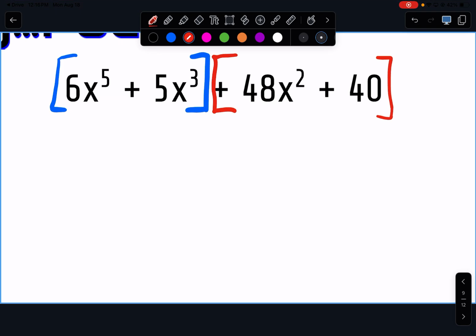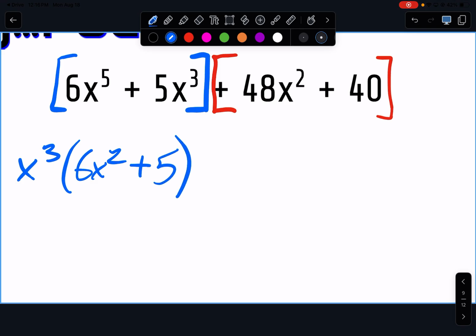All right, on the blue side, the left side, are there any GCFs? What can I factor out there? He said, what can I factor out of those two? X to the third, nice. X to the third. So this is going to be 6x squared plus what? 5. Okay, so now I know my goal. I want to try to get that 6x squared plus 5 in there.